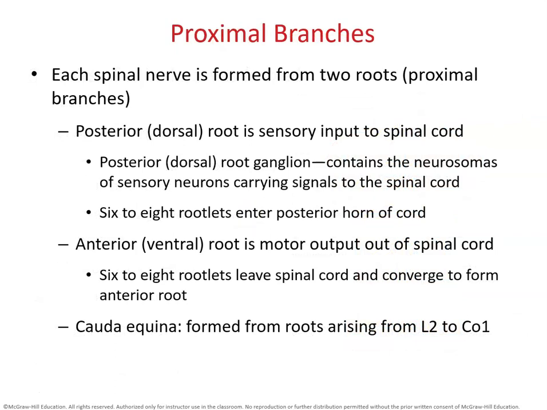Each spinal nerve has 2 roots or proximal branches. There's the posterior root, and that's the sensory input. And then there's the anterior, sometimes we also call it the ventral, that is the motor output. And then remember we talked about the cauda equina, and this is formed from the roots between L2 and the coccygeal.